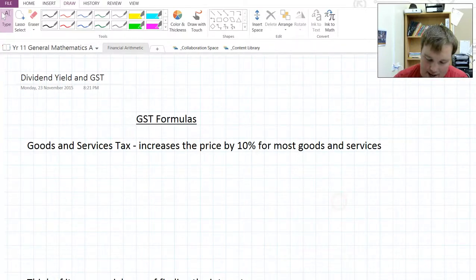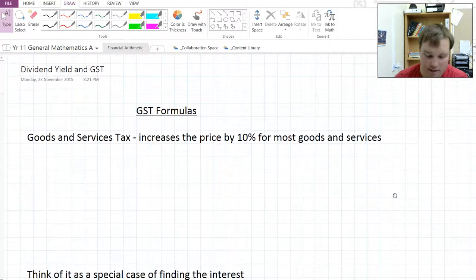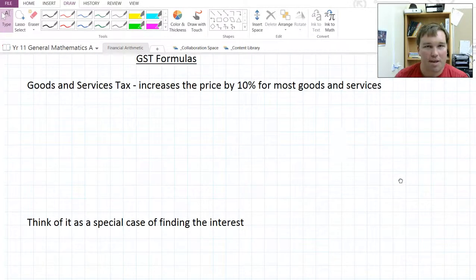Alright, let's look at how that works in terms of tax. Well, in terms of interest. Essentially, you just think of it as a special case of finding interest. If you've got a price before GST, you then add 10% on to find the actual price you pay.